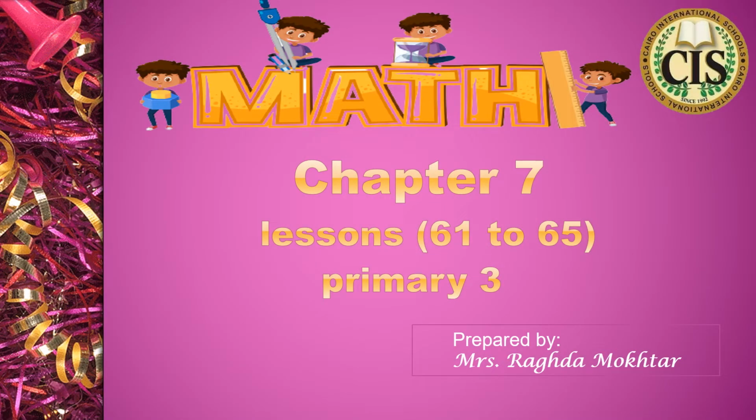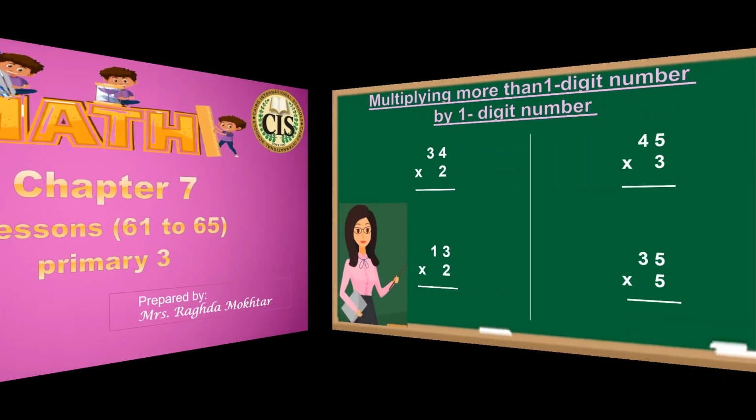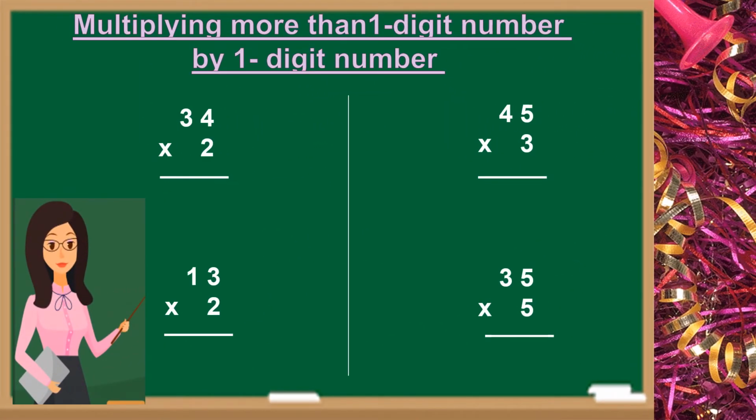Today, inshallah, we will start our second term curriculum and we will start with chapter 7, lessons from 61 to 70. First, we will start with multiplying more than one digit number by one digit number.